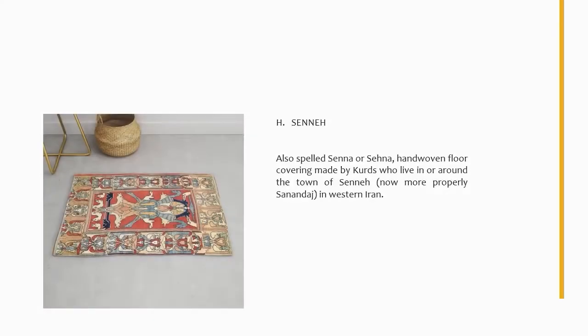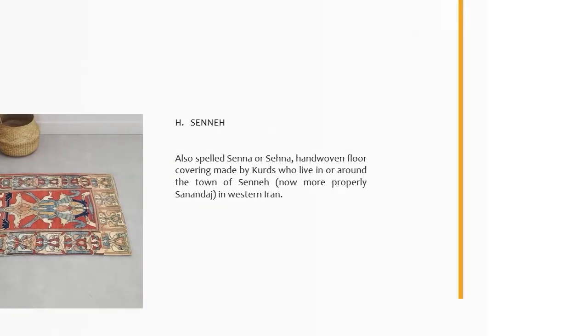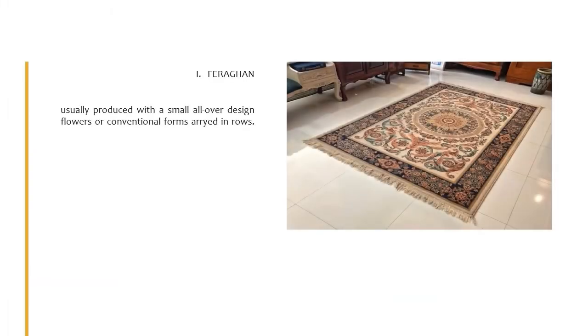Senneh or Sena rug. Senneh rug is a hand-woven floor covering made by Kurds who live in or around the town of Senneh in western Iran. The pile rugs and kilims of Senneh are prized for their delicate pattern and coloring and for their fine weaves. Ferahan. Ferahan is usually produced with a small all-over design of flowers or conventional forms arrayed in rows.